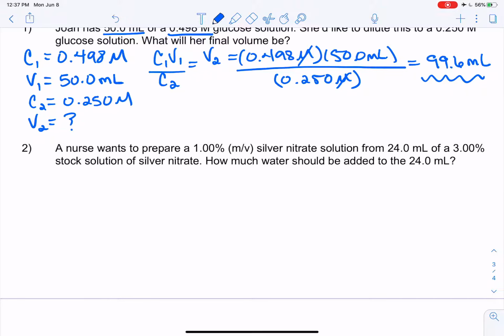Okay. So a nurse wants to prepare a 1% M over V silver nitrate solution from 24 milliliters of a 3% stock solution of silver nitrate. How much water should be added to the 24 milliliters? So we've got it. So we can organize our thoughts.